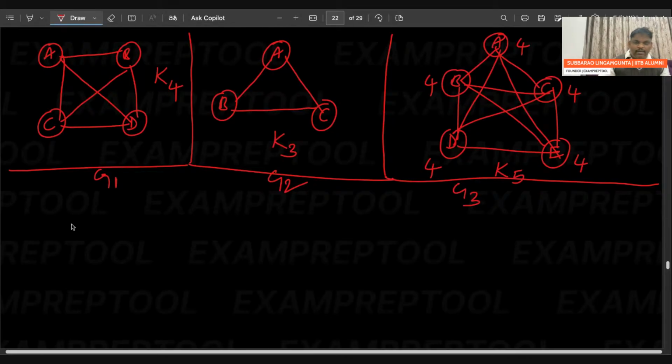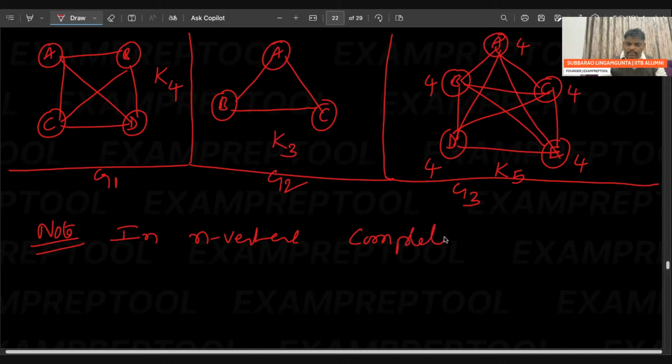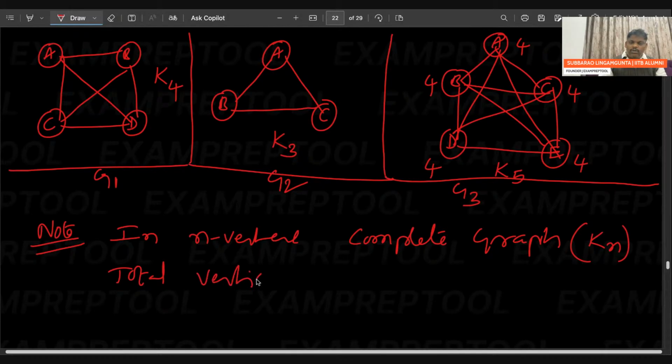So remember, in a similar way, listen, note, it is a very, very important one. Note: in an n vertex simple graph, in an n vertex complete graph, which is also called Kn, the total number of vertices is n. In n vertex complete graph Kn, total vertices are n, right?